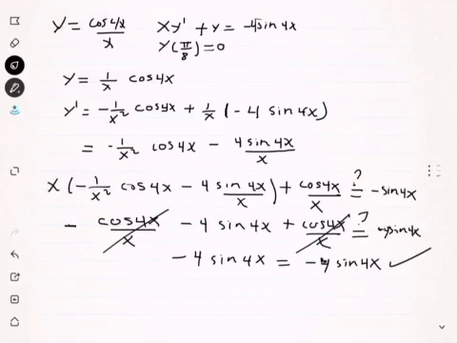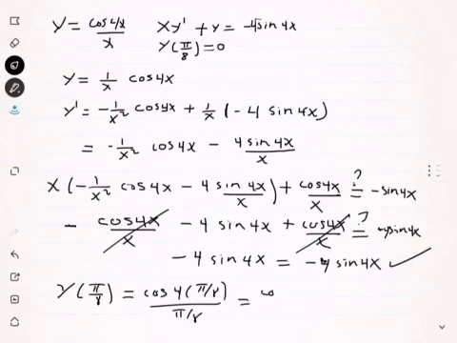Now, does it satisfy the initial condition? We just have to plug in pi over 8 everywhere you see x, and so that's cosine of 4 times pi over 8 divided by pi over 8, and this is cosine of pi over 2 divided by pi over 8, and that's obviously 0 because cosine of pi over 2 is 0.